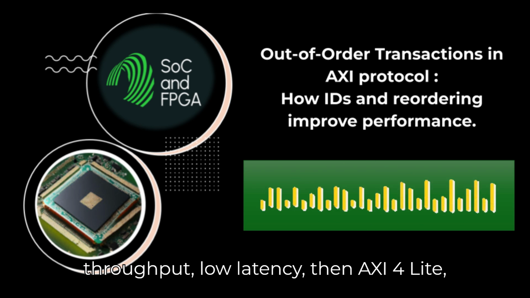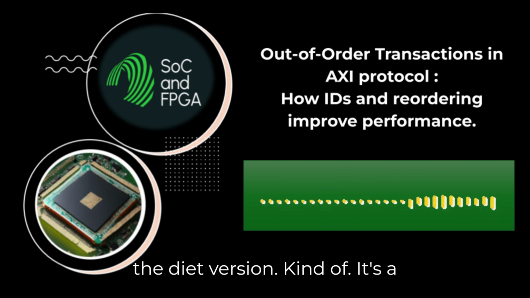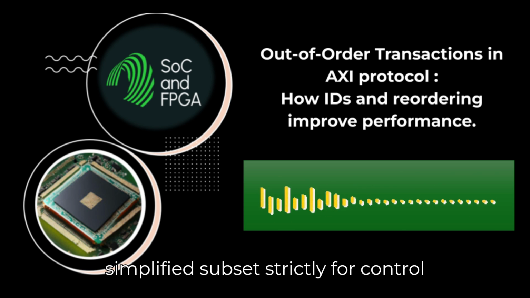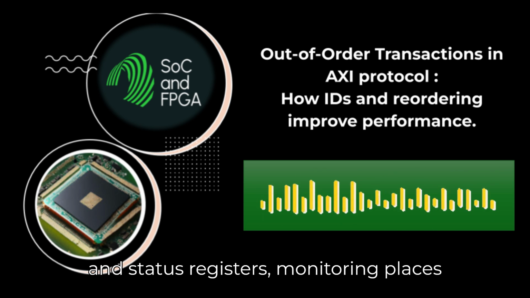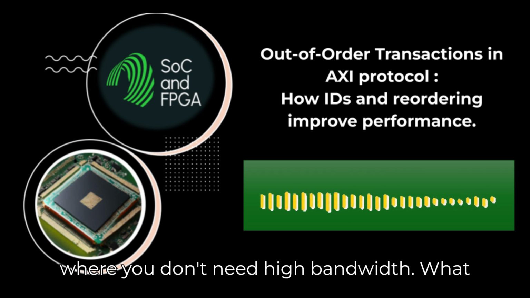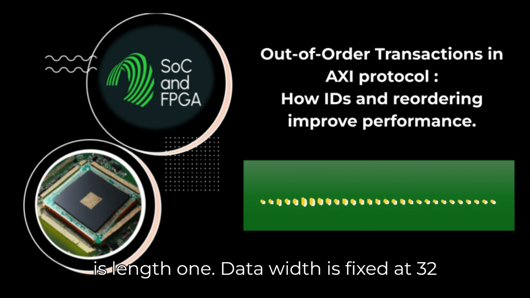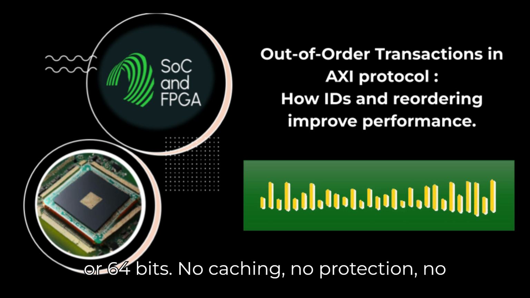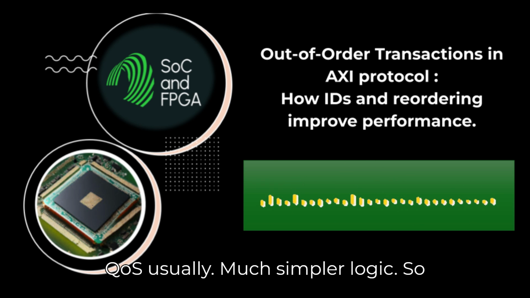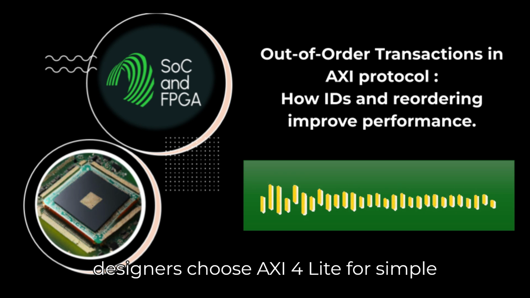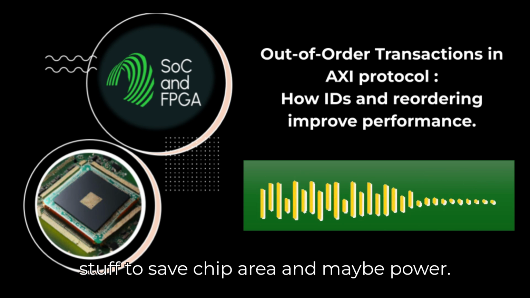Then AXI4-Lite, the diet version. Kind of. It's a simplified subset, strictly for control and status registers, monitoring places where you don't need high bandwidth. What does it cut out? No bursts. Every transfer is length 1. Data width is fixed at 32 or 64 bits. No caching, no protection, no QoS usually. Much simpler logic. So designers choose AXI4-Lite for simple stuff to save chip area and maybe power.